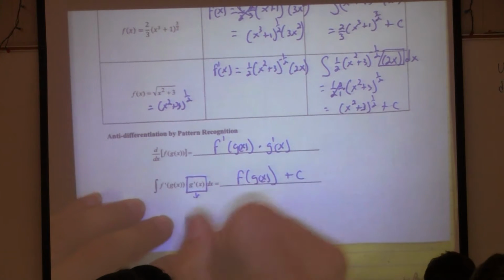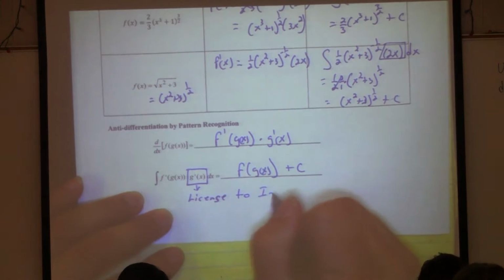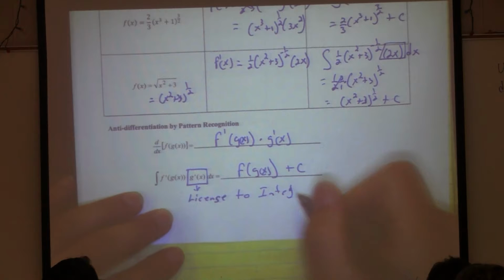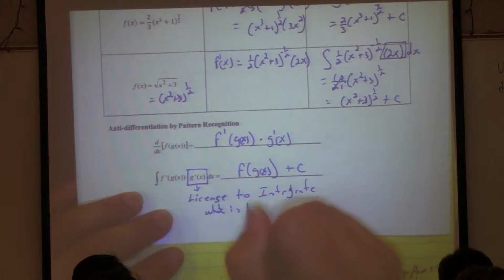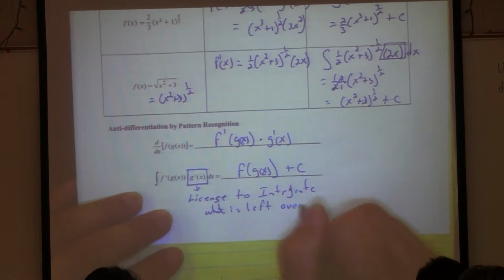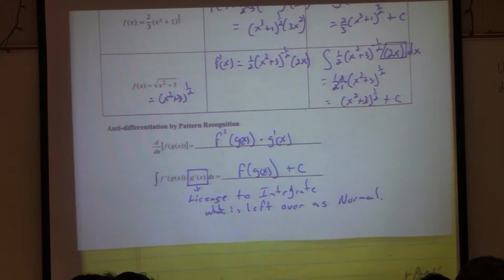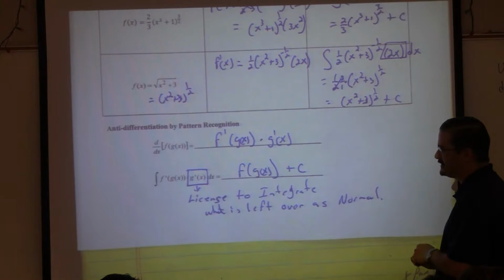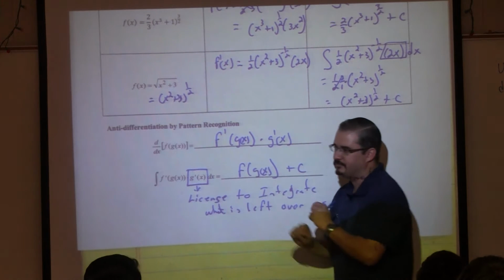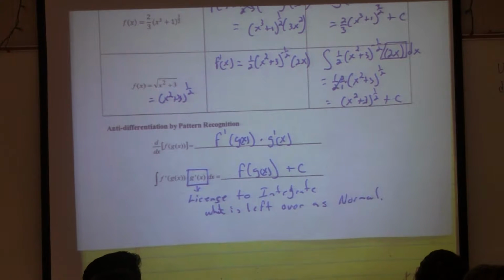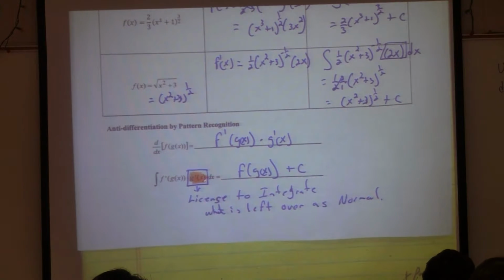So this guy right here is what we call the license to integrate. It's your license to integrate what is left over as normal, okay? You could technically ignore all that and just integrate it, boom. It'd be good to go. Got it? What you're trying to look for is to see if that pattern exists.